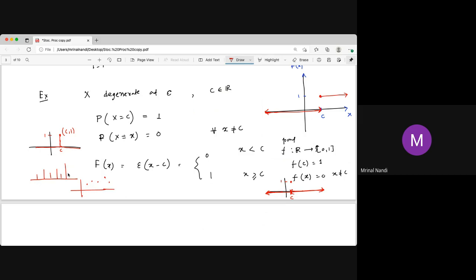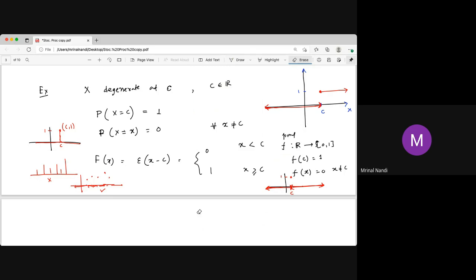Because remember, this is not the graph actually. This is the true graph, and the rest of the points are 0. The true graph is like that. This is not the true graph. This is not mathematically a graph of a function. So we just have to visualize this.